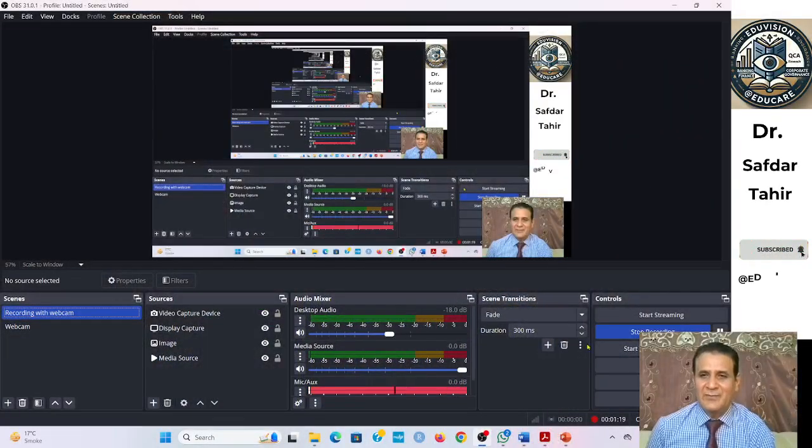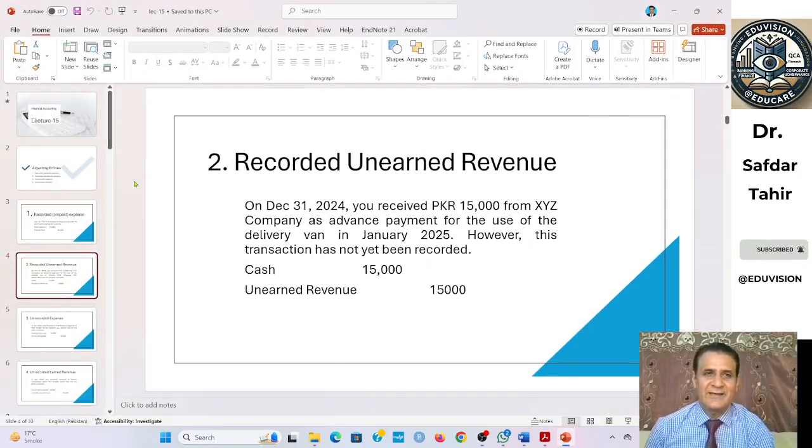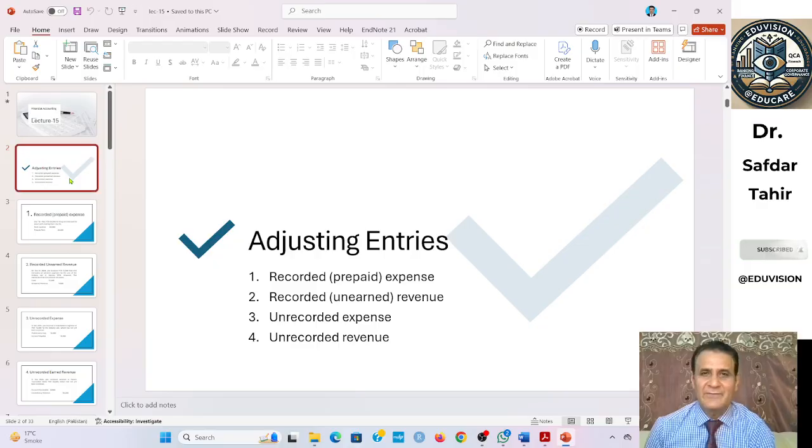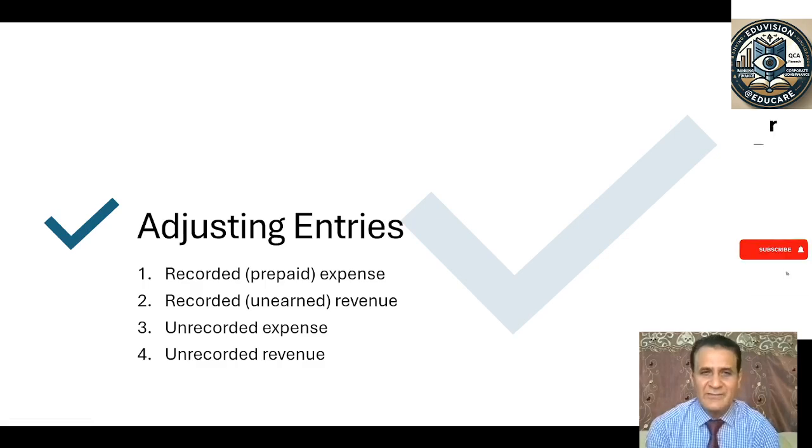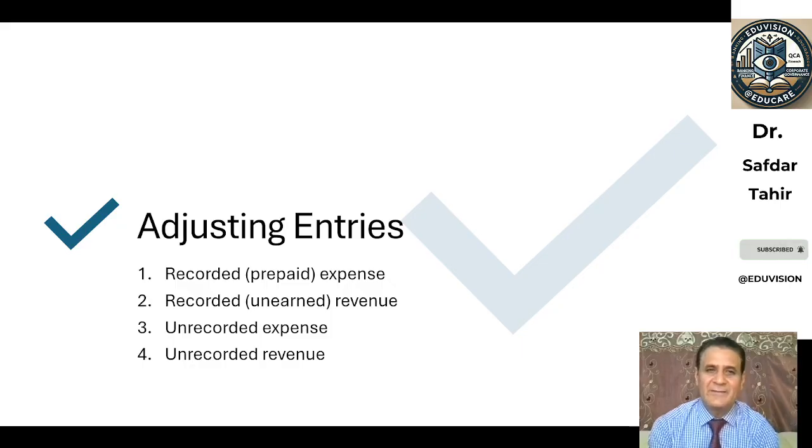So we understand what the adjusting entries are. This is lecture number 5, and we are trying to understand the adjusting entries. Adjusting entries are not errors. These entries are important for completing the accounting cycle. The first one is recorded prepaid expenses, and then recorded unearned revenue, and then unrecorded expense, and then unrecorded revenue.